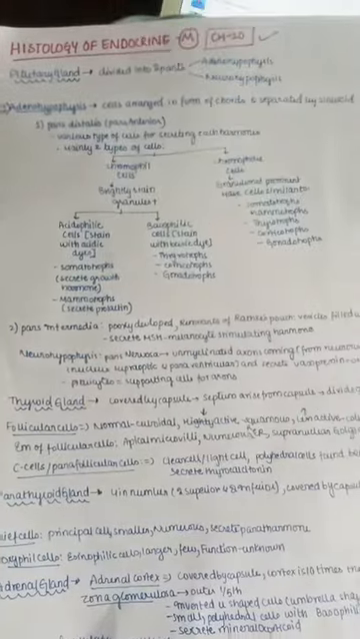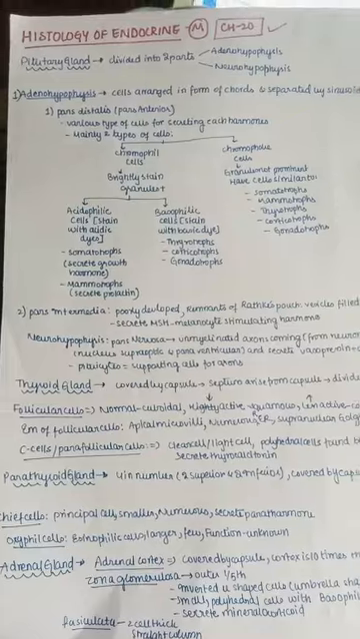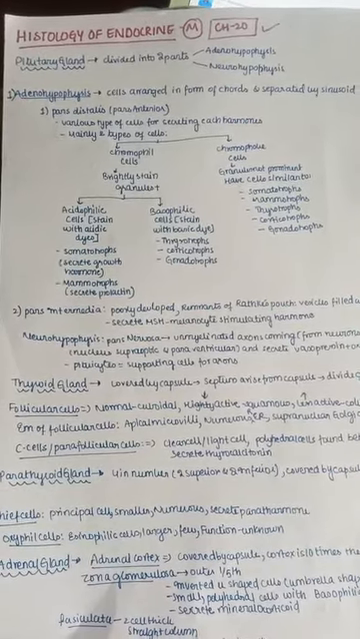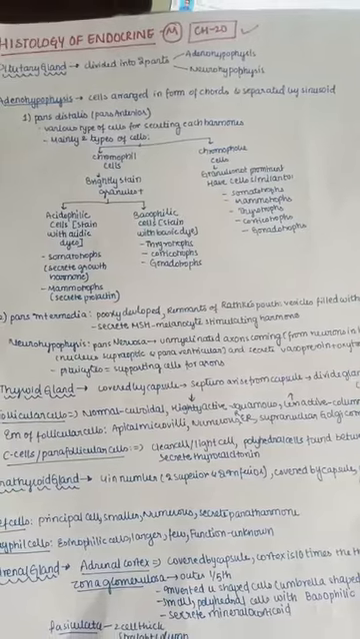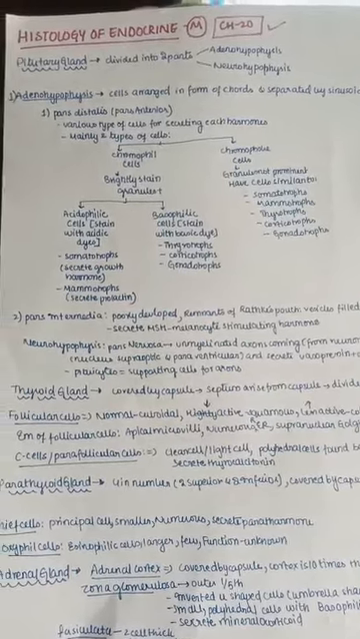Now to the histology of the endocrine revision series. Here we have first the pituitary gland. We know the pituitary gland is divided into two parts, that is adenohypophysis and neurohypophysis. Neurohypophysis is also known as the posterior pituitary, and adenohypophysis is also known as the anterior pituitary.